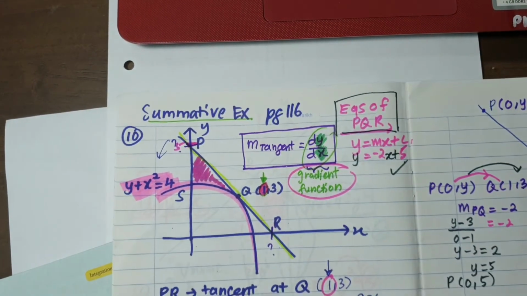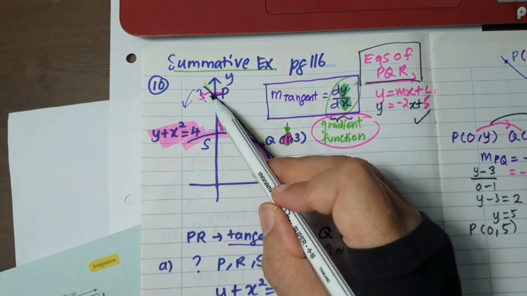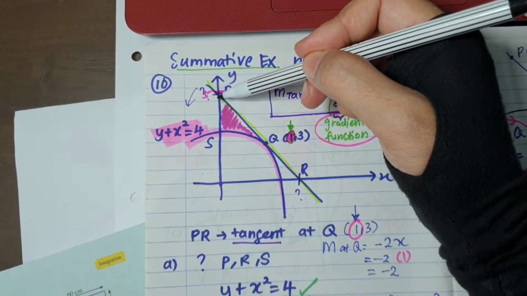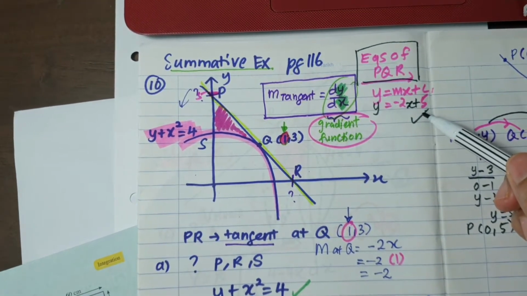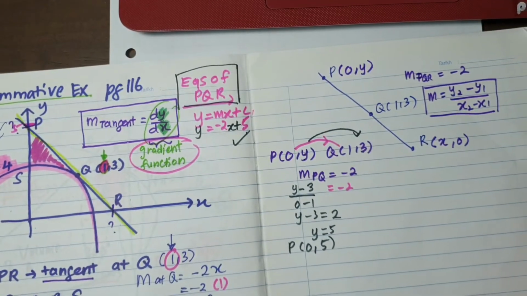So benda ni benda yang asas sekali. Bila buat soalan kena ingat selalu. Okay, this value represent the y. So you can see the line cut y axis at P. So 5 here is the y-intercept of the curve. Of the straight line. Okay. Okay, P done. Next is R.